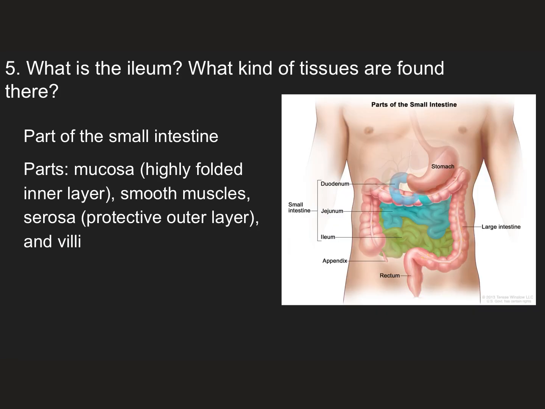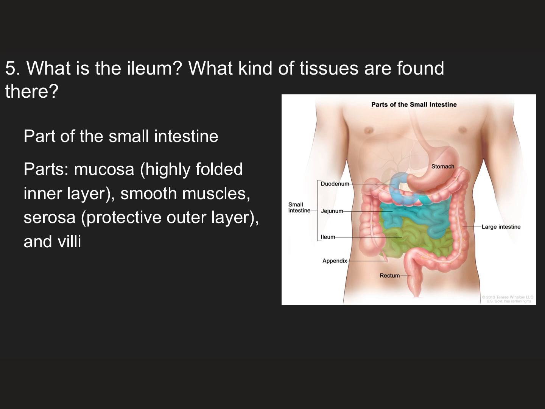All right, so what is the ileum and what kind of tissues are found there? The ileum is part of the small intestine. You can see this picture right here. I did not put this on the answer key, but I put it here so that we could look at it. You have 3 parts to the small intestine: the duodenum, the jejunum and the ileum, and you can see those in the picture.